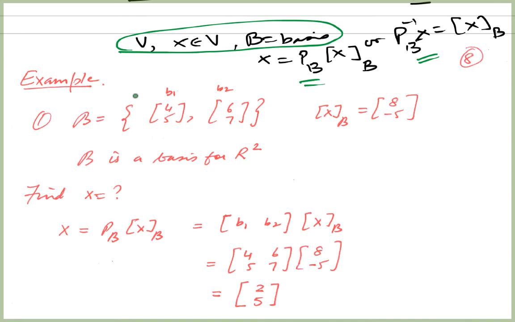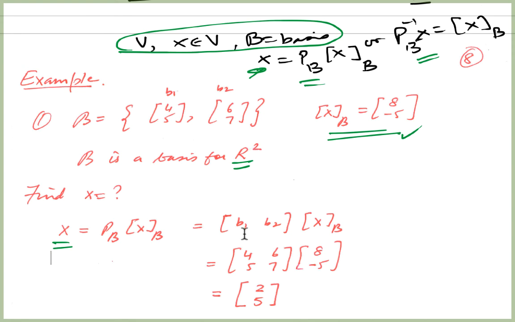So here, the first problem is, we're given a basis for an R2 space, and we're given the coordinate vector. We would like to find the x, which can be written as a linear combination. In other words, I want to find this x. So what we need is to take the basis set, put that in a matrix, which we call PB, and we are already given the coordinate vector of x relative to the basis set B, and simply do the multiplication, and we get the original vector x, which is also in R2.